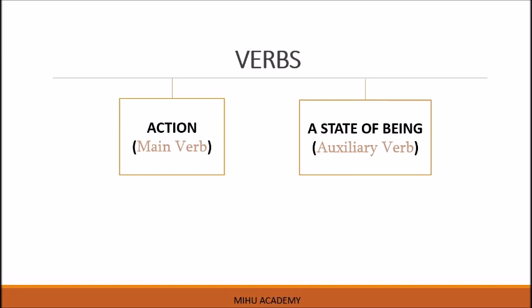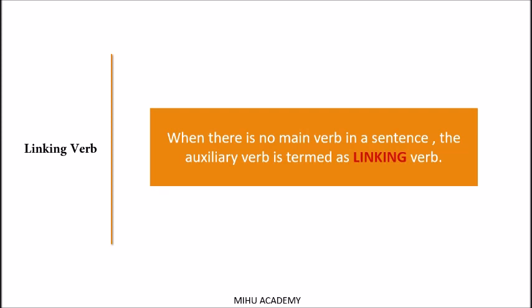When a verb shows the state in which the person or subject is, then we call it an auxiliary verb. Auxiliary verb is again of three types: linking, helping, and modals. Let us see what each one of these means. Linking verb. When there is no main verb in a sentence, then this auxiliary verb is called a linking verb. For example, he is an honest person.